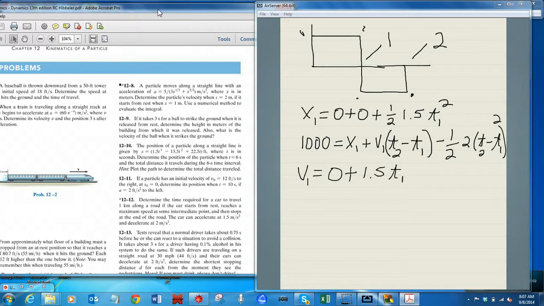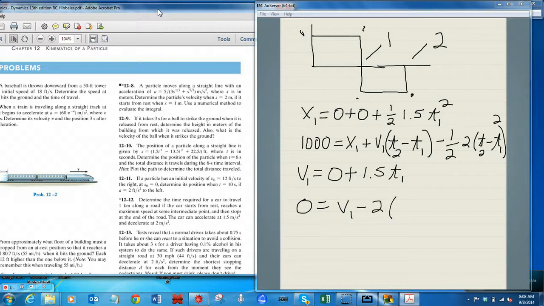I have too many unknowns. There is something that we overlooked. And what was it? Oh, it has to stop at the end. Okay, got it. V2 has to be 0. So I'm going to write that one. V2, 0 equals V1, what's the initial velocity? He's decelerating, so it's going to be a negative 2.